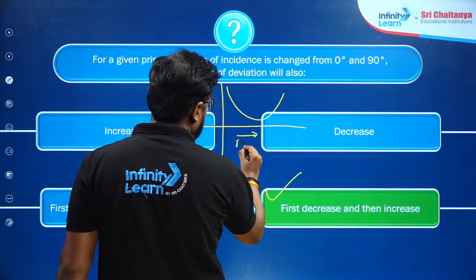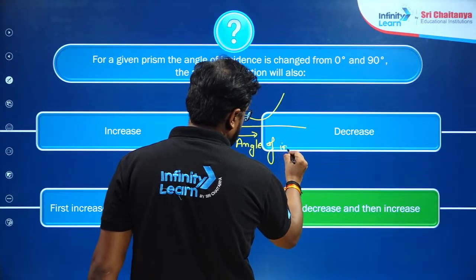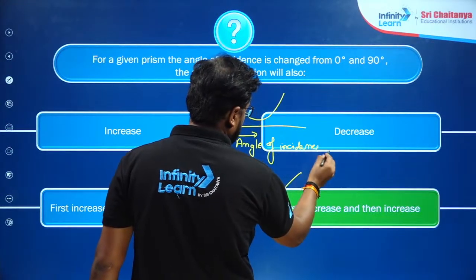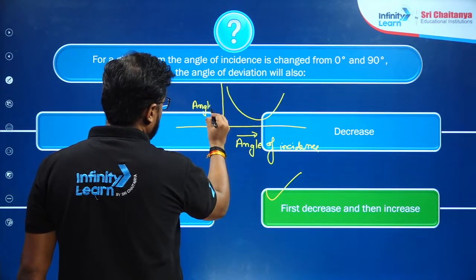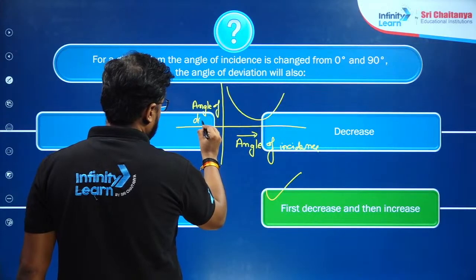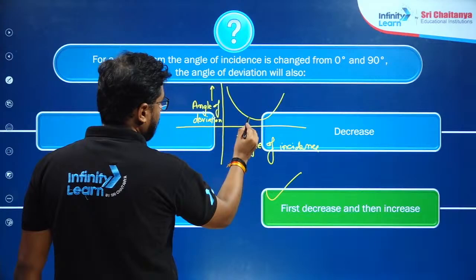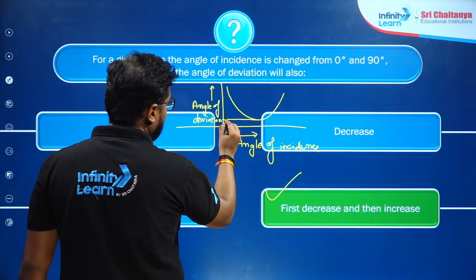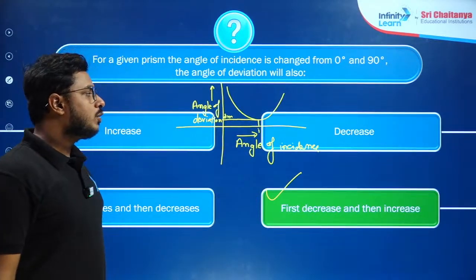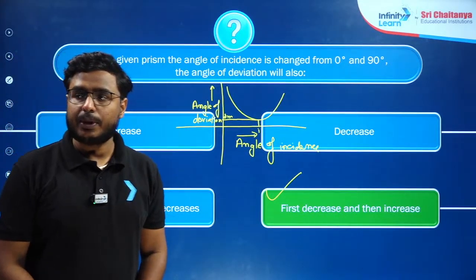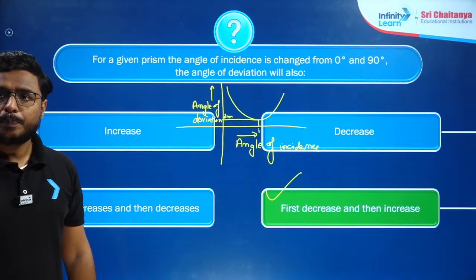Here we are denoting the angle of incidence, and here it is the angle of deviation. And this is the minimum angle of deviation for that particular angle of incidence. So if you see clearly, what is going to happen? First it decreases and then it will start increasing again. Okay, this part is clear.